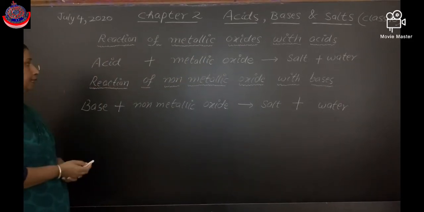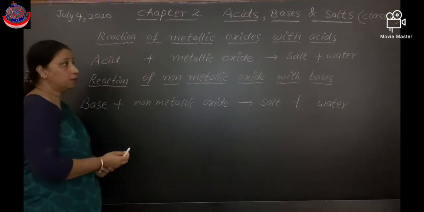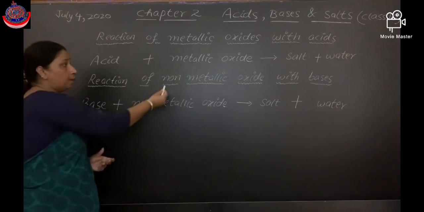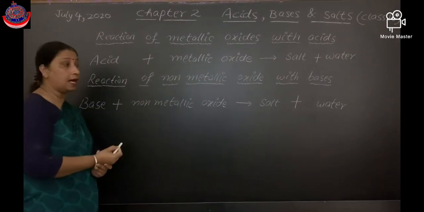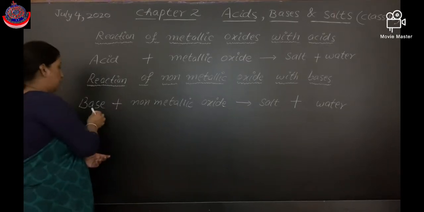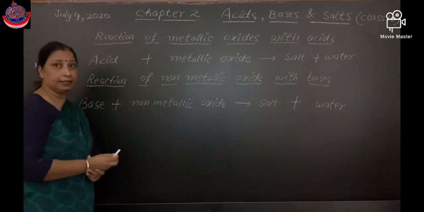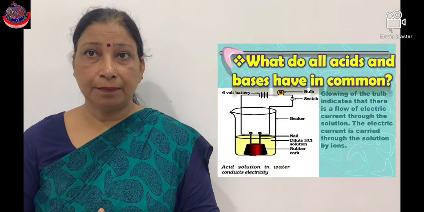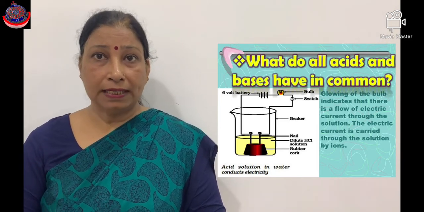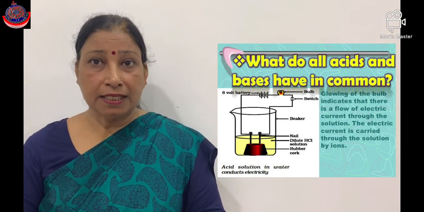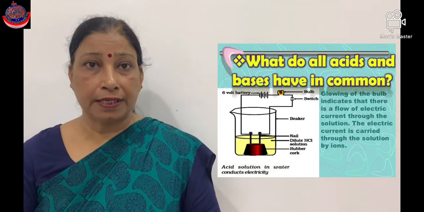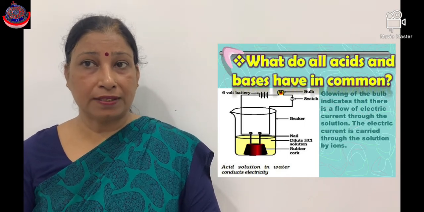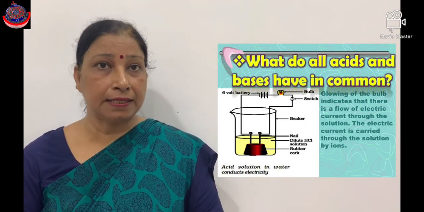Next chemical property is reaction of non-metallic oxide with bases. Non-metallic oxides are acidic in nature. Example of non-metallic oxide is carbon dioxide. When base reacts with non-metallic oxide, they form salt and water. Students, what do all acids and bases have in common? All acids have H positive ion. These H positive ions are responsible for their acidic properties. All bases have OH negative ions. These OH negative ions are responsible for their basic nature.